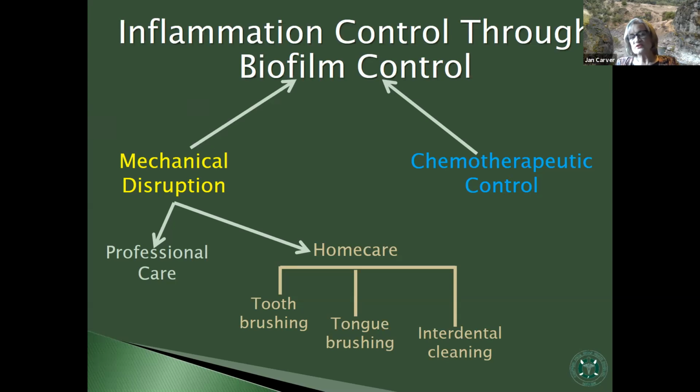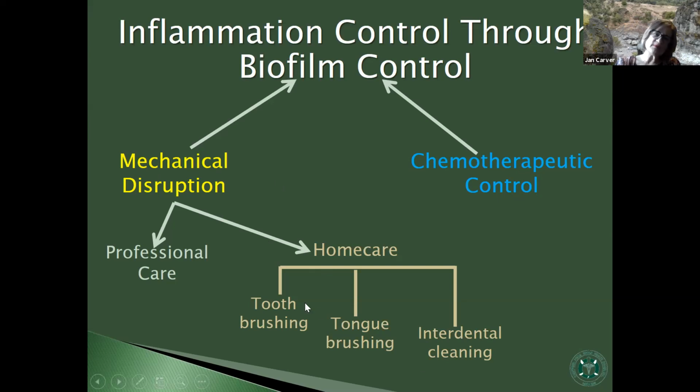So that's what we're going to talk about, how to get rid of that biofilm and keep it from being able to send out the bad messages and the bad toxins that cause the inflammation. So we have two different pathways. We have the chemotherapeutic pathway here. We have the mechanical disruption pathway over here, which of course has lots of branches. So we'll just talk about both. Mechanical disruption basically means you are physically removing the stuff from your teeth. Chemotherapeutic means you're using a chemical to remove it.